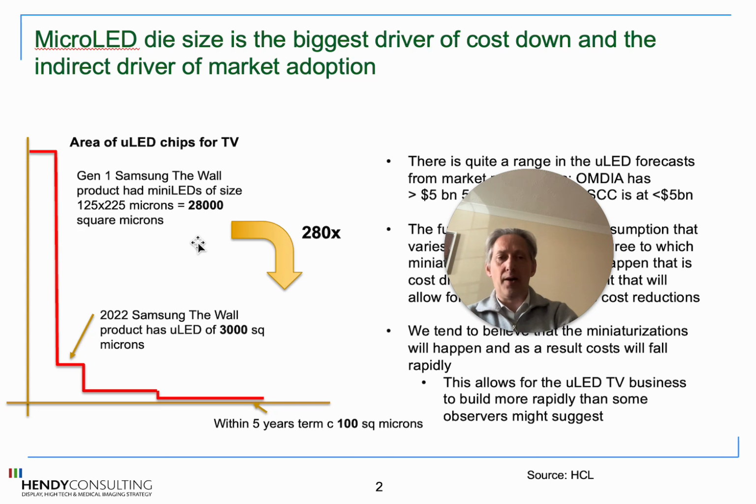For example, I'm pulling on data from Omdia here. Back in 2020, the die size used in the Samsung The Wall was 125 by 225 microns, so that's 28,000 square microns. And by 2 years later, the 34 by 85 being used is almost 10x lower already. If that has the potential to fall further to say 10 by 10 over some time horizon, then you've got a 280x change in the cost driver of the micro-LED content. So if you assume fixed wafer pricing, and those are falling also, you've got a massive reduction in one of the biggest cost drivers for the cost of the micro-LED TV.